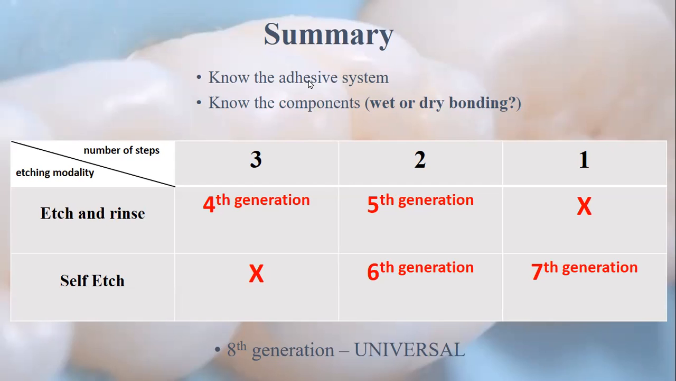Personally, most of the adhesives that they have, as far as I've seen, are the universal 8th generation adhesives. I'm not sure if they have any 4th, 5th or 6th generation. I only know of the universal. Personally, the only adhesives that I've used ever since I qualified were the Scotch Bond Universal and the Ruby Bond, the 5th generation. I haven't used a 3-step 4th generation etch and rinse adhesive system, so I wouldn't know where to get it locally.